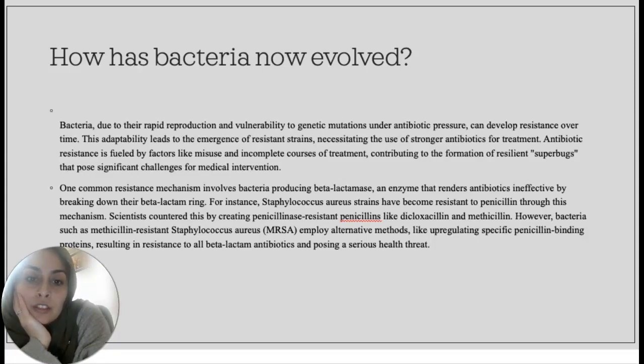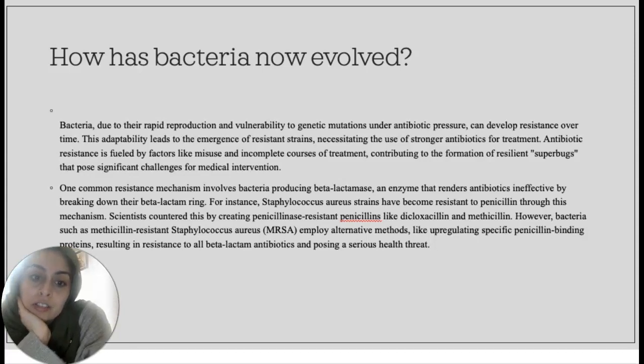A common resistance mechanism involves bacteria producing beta-lactamase, an enzyme that renders antibiotics ineffective by breaking down their beta-lactam ring. An example of this is Staphylococcus strains, which have become more resistant to penicillin through this mechanism.